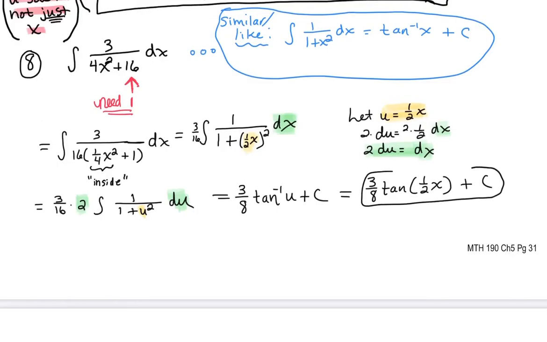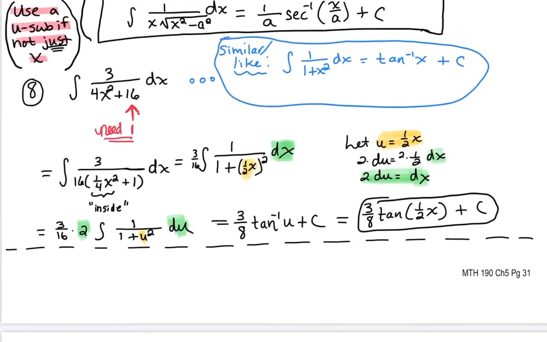So this is, I guess I would say, kind of doing it from scratch every time, and it doesn't use those formulas that I wrote out last time. It doesn't use those in any way. So this is the approach that would work every time. So get the 1 first in these situations, and then figure out what your u needs to be.